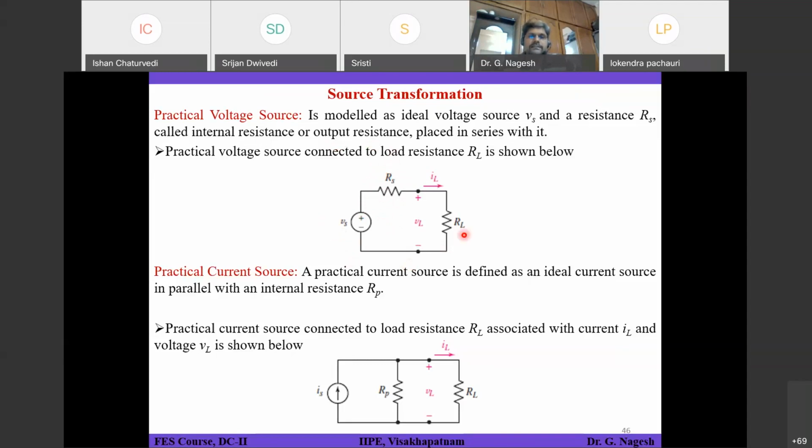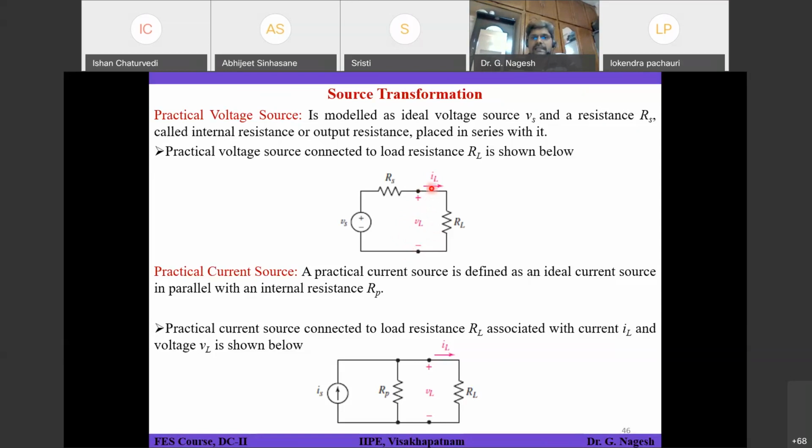So what it indirectly means is, with an increase in IL, whether this VL is going to drop or not. You understood my question or not? If IL is 2 amperes, VL will have some value. If IL is 10 amperes, VL will have some other value. Whether those two values are the same or not? No, sir, they will not be the same.